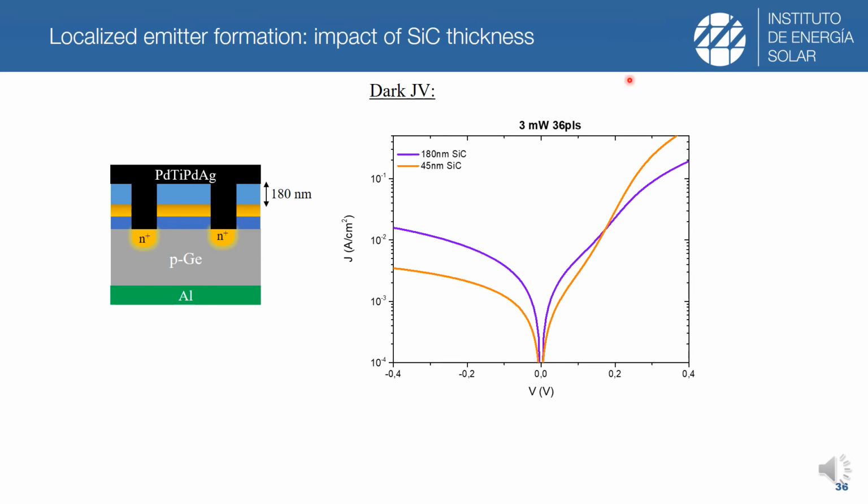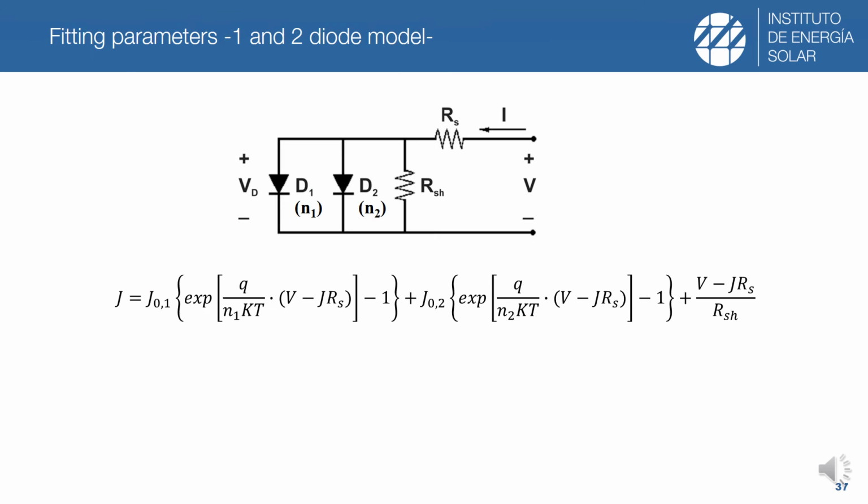So if we analyze here the impact in terms of the dark IV characteristic, you can see that there is an increased leakage current and a higher recombination and series resistance losses for the highest thickness, and this could be explained by a higher incorporation of silicon and carbon into germanium during laser irradiation.